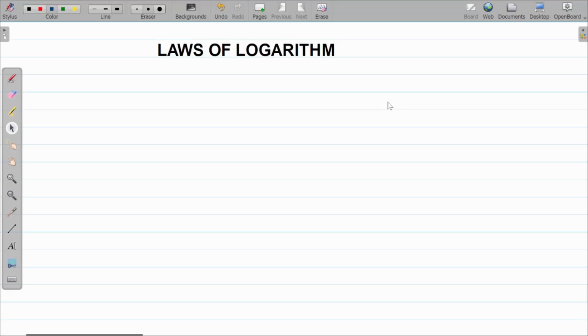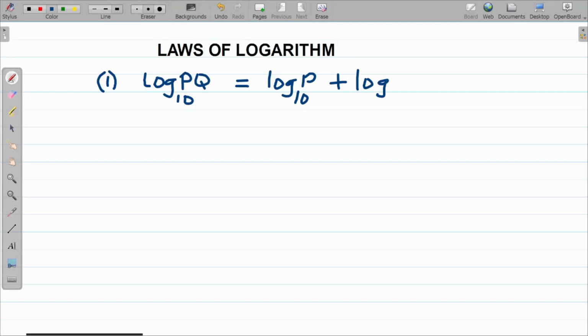Today I'm going to be taking you through the laws of logarithm, and it goes like this. If I have log pq to base 10, this is going to be equal to log p base 10 plus log q base 10. So this is law number 1. The question is, is this law actually correct? How can we prove that this law is correct?